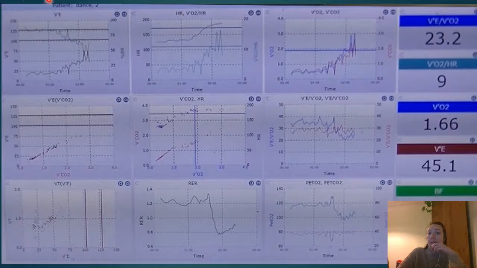Again, you can see that the performance was fairly steady state, as the VE/VO2 and VE/VCO2 are proportional to one another. There's a slight crossover here, but it's not the big increase in oxygen uptake and ventilation without the same in carbon dioxide, so we would say that this is fairly steady state and proportional to one another here.